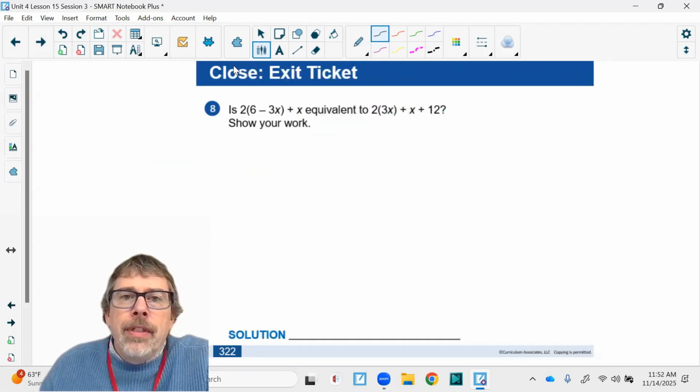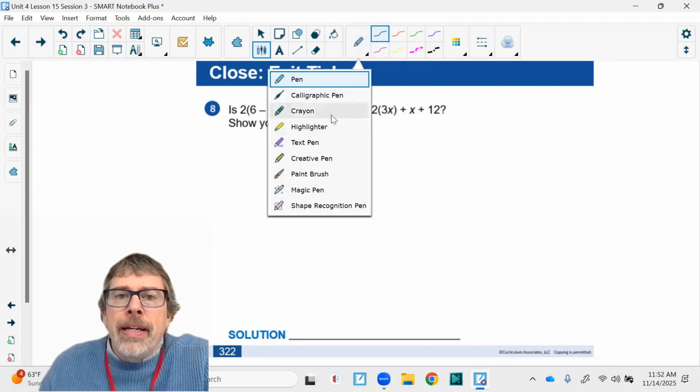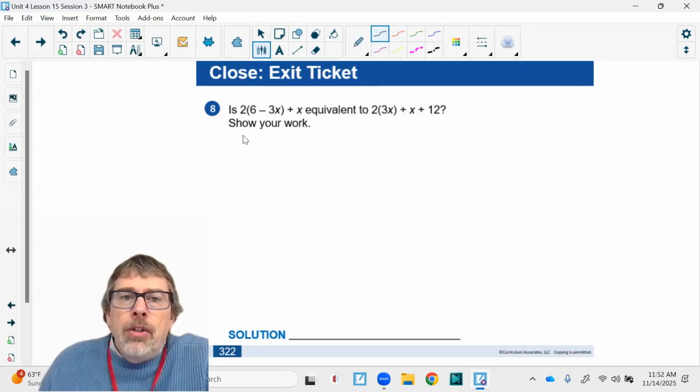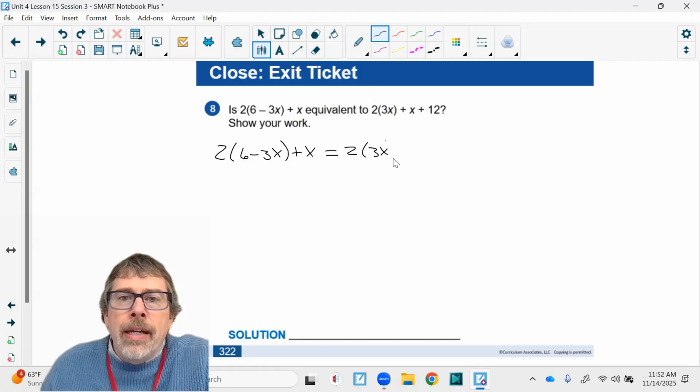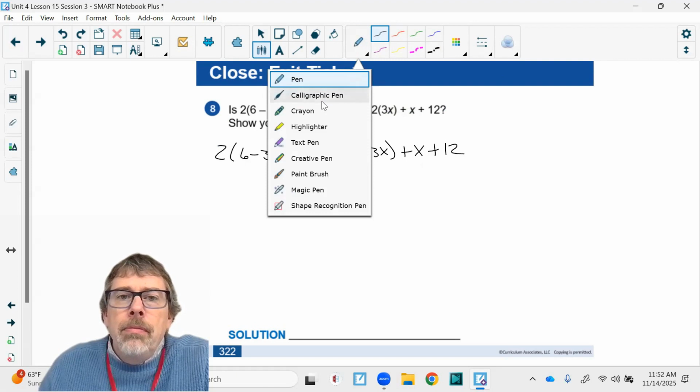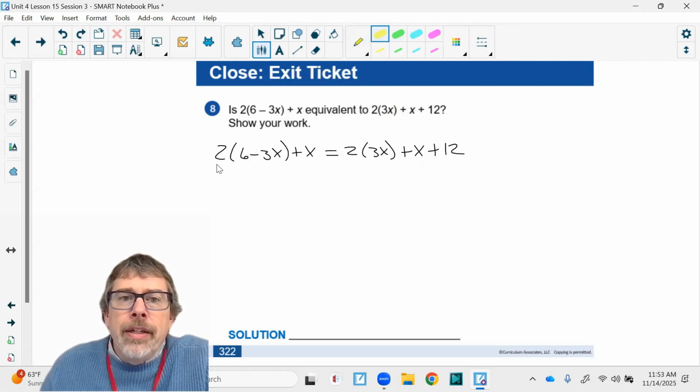Number 8 is the exit ticket. Pause the video, see if you can do this, come back, see how you did, and we'll take a look now. So I want to know if 2 times 6 minus 3x quantity plus another x is equal to 2 times 3x plus another x plus 12. So I'm going to highlight.